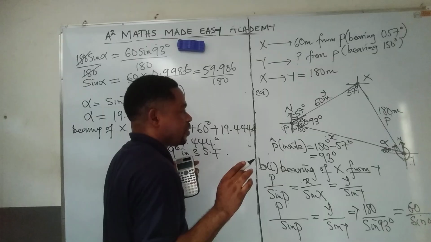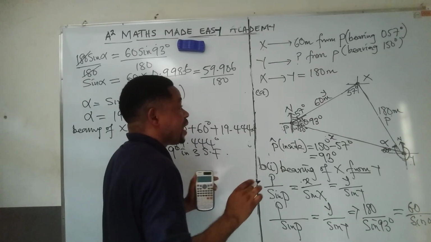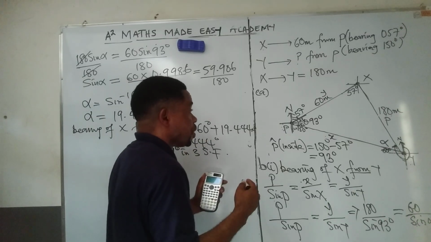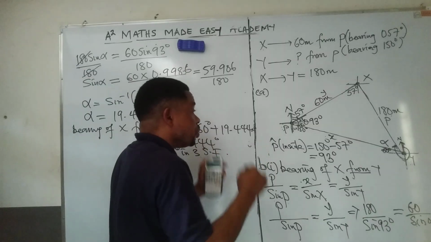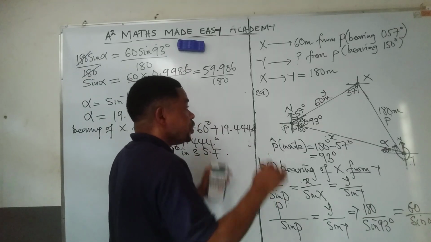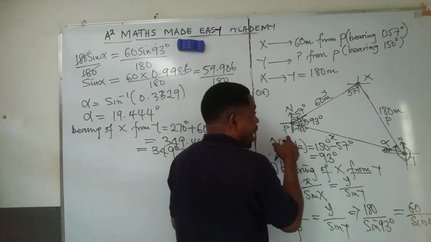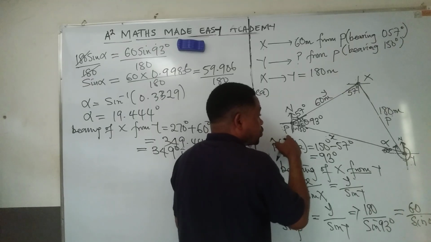Am I communicating now? You can choose any formula that you want, or I should still advise you to use the sine rule method as well. Do you know why? P is already known. Are you with me now? P is already known.